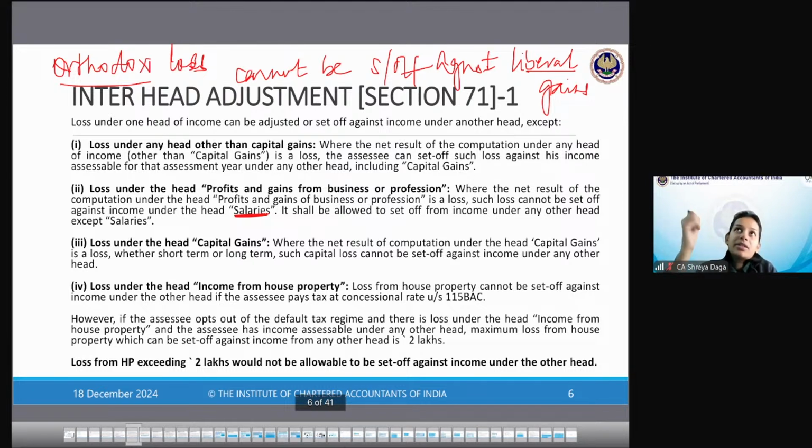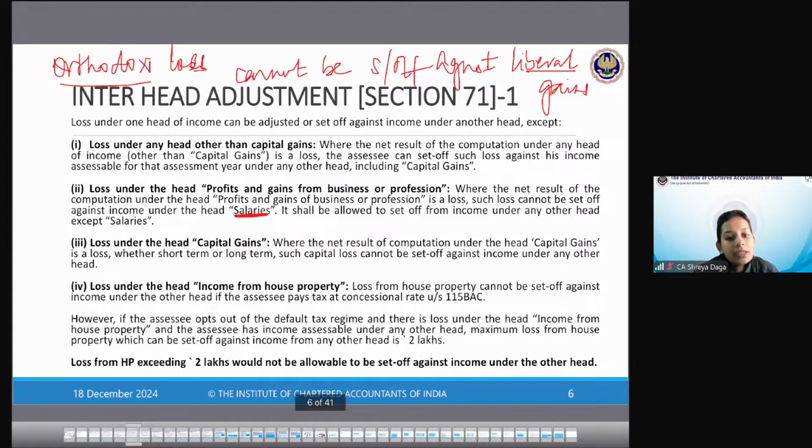You can reduce salaries by income from house property, but not business loss. Loss under the head capital gains, we have already spoken about. Loss under any head other than capital gains, if that is a loss, then you can also set it off under any other head, including capital gains. Again, I told you, orthodox losses cannot be set off against liberal gains, but liberal losses can be set off against orthodox gains.